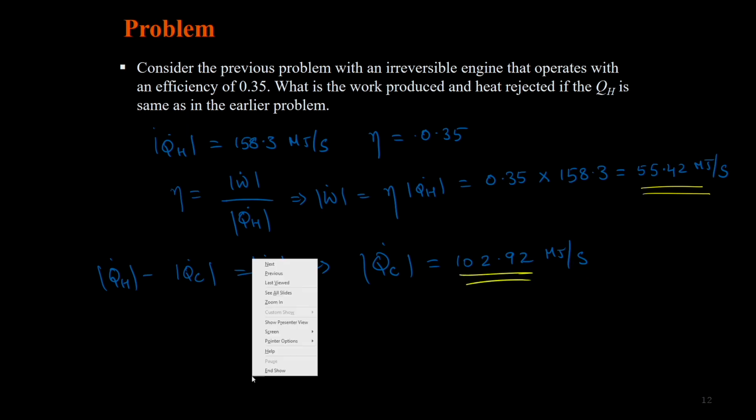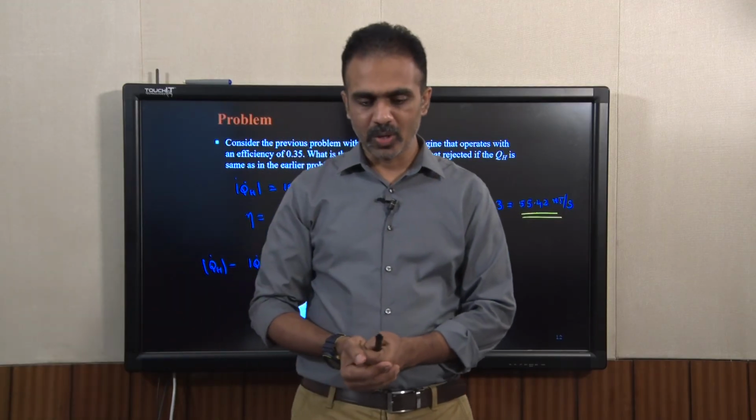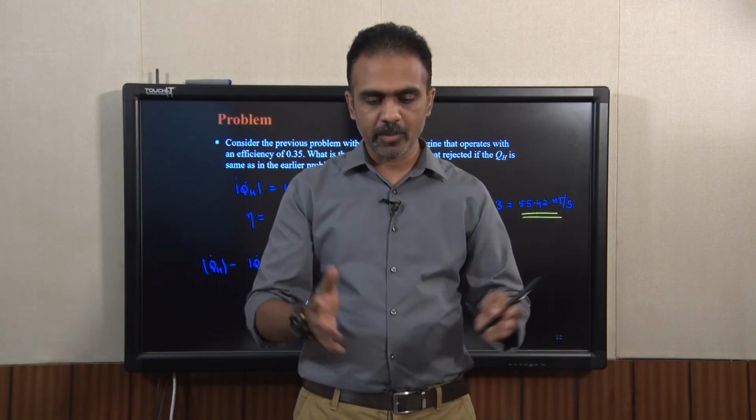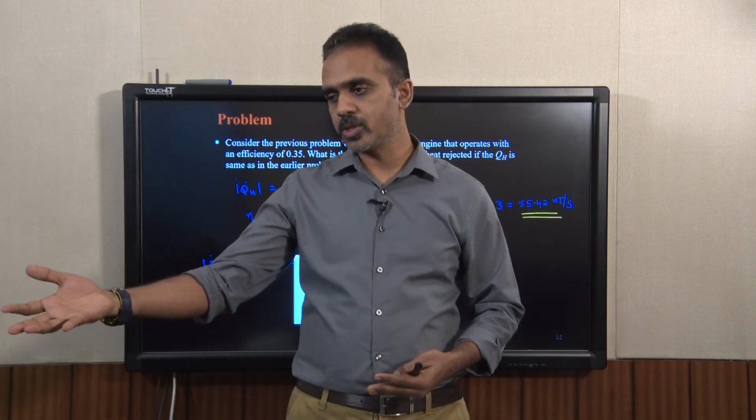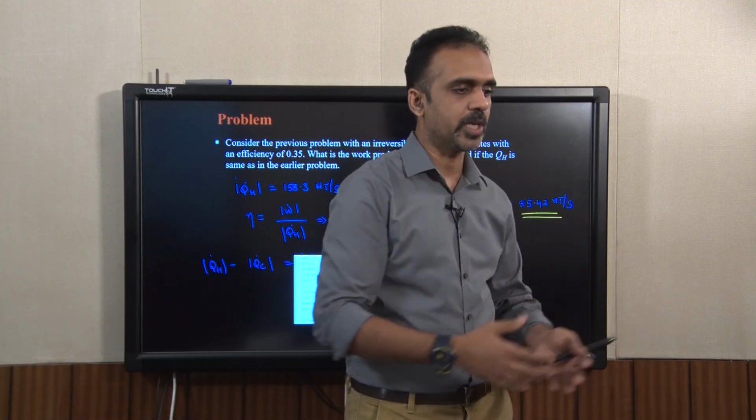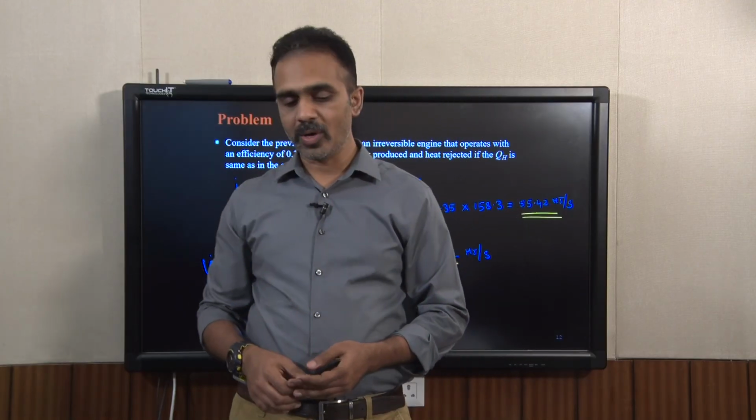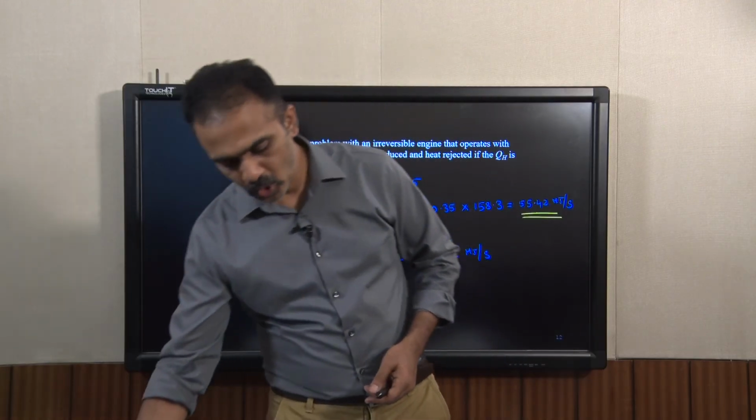What essentially we are saying is, if the process has become irreversible, I could produce less amount of work and end up rejecting more heat to the cold reservoir. I'm absorbing the same amount of heat from the hot reservoir, but because this process is irreversible, the work produced is lower, and then I end up losing more heat to the cold reservoir, or rejecting more heat to the cold reservoir.